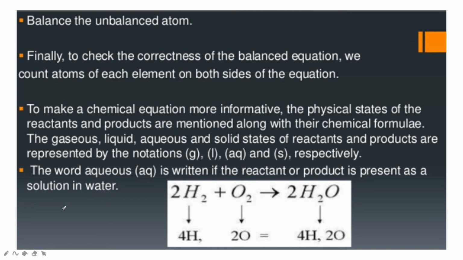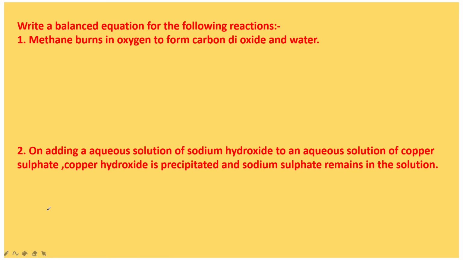Finally, check the correctness of the balanced equation. We count atoms of each element on both sides of the equation. To make the equation more informative, whatever we have discussed till now, state of matter, conditions, heat changes, all those things you have to keep in mind while writing the equation. So write a balanced chemical equation.